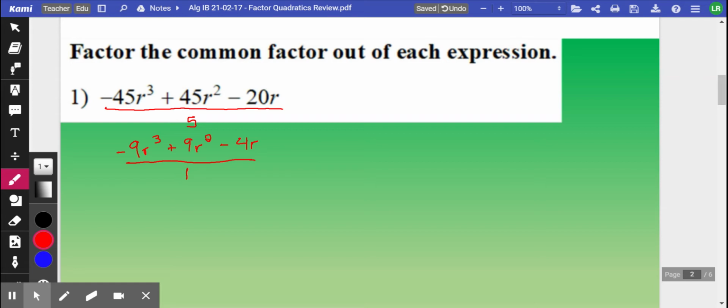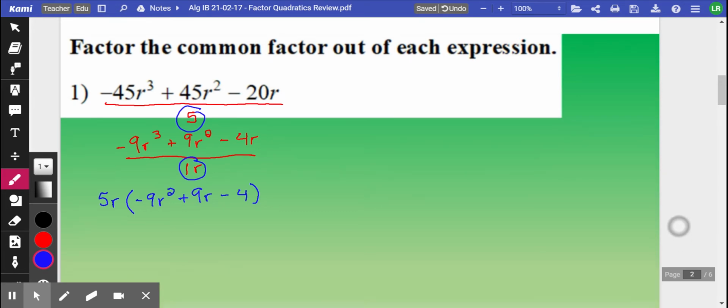Now I got to check my variables. The smallest one is an r to the first. So I'm going to divide that r to the first out. When I divide that r out, I'm going to get negative 9r squared. I'm taking one of those out, taking one of these out, that's going to be positive 9r. And I'm taking this r out, so I just have minus 4. And remember, what I divided out gets put out in front. So 5 times 1r is 5r. And that's all the further we would go with this one right here.